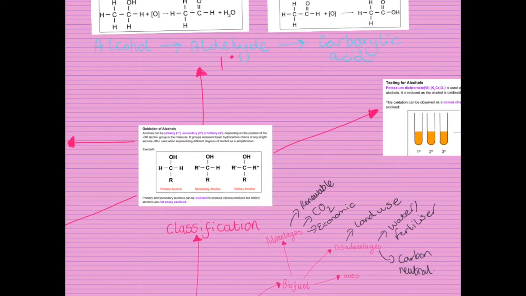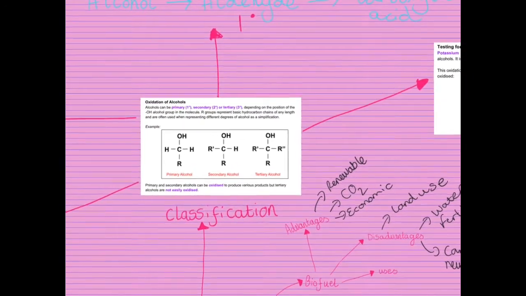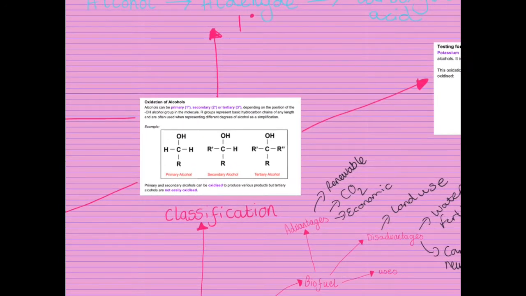So moving on then. So classification, nice and easy kind of topic. Alcohols are classified into primary, secondary and tertiary alcohols, okay, depending on where the hydroxy group is on their carbon chain. Primary and secondary alcohols can be oxidized. Tertiary alcohols aren't really that often oxidized.